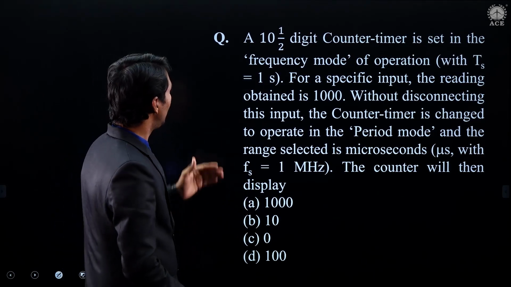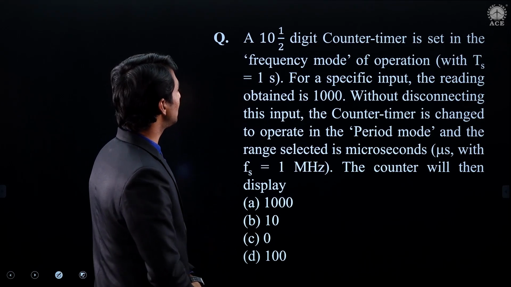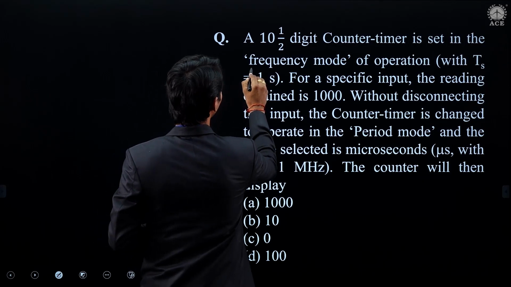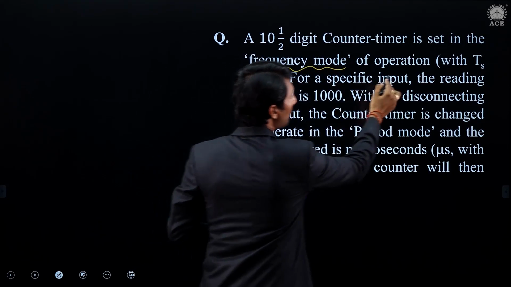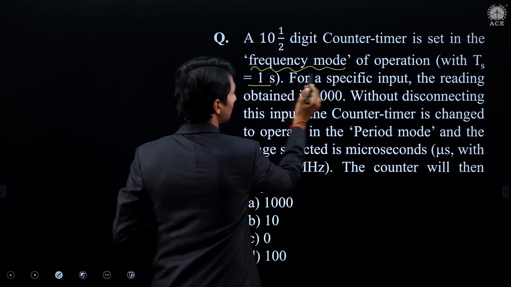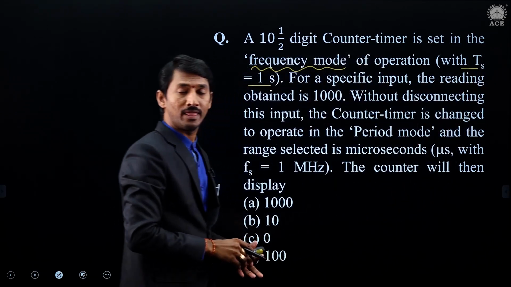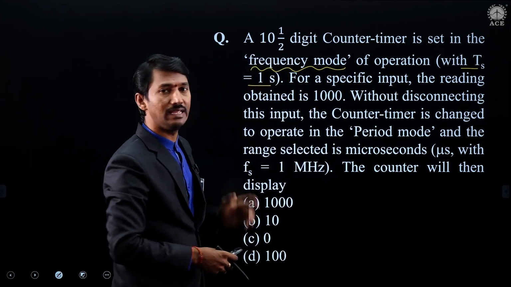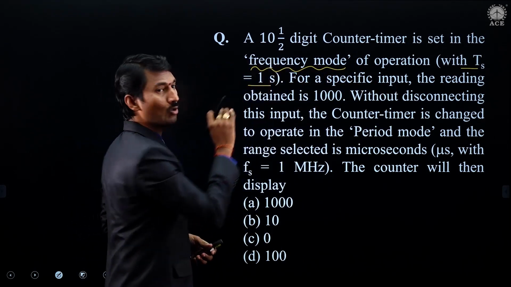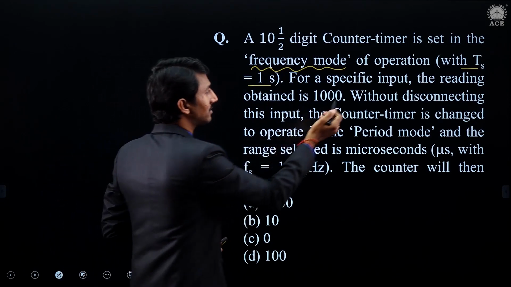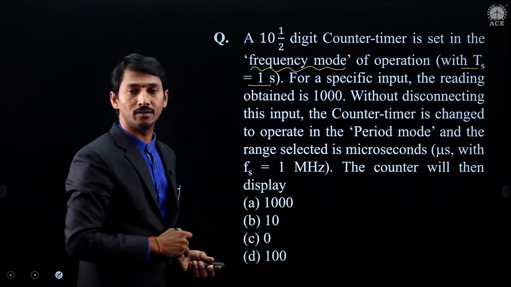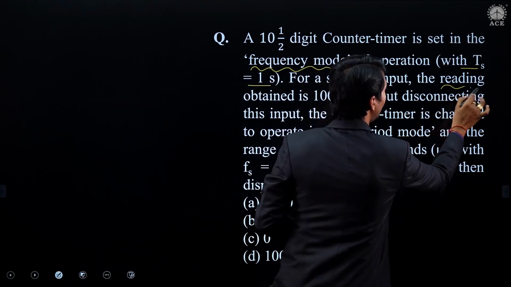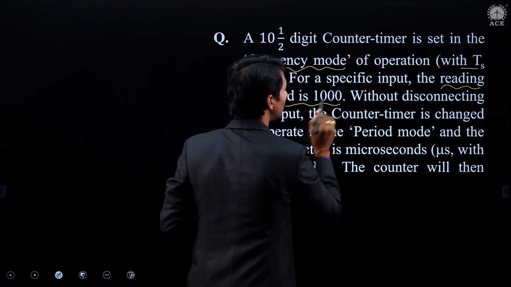The next question from measurements is related to a 10.5 digit counter timer. The question is, a 10.5 digit counter timer is set in the frequency mode. So he is operating in which mode? Frequency mode. With operation time how much? 1 second. The operation time is 1 second. Then, if we give a specific input, the reading obtained is 1000. So under this frequency mode of operation, when the operation time Ts is equal to 1 second, the reading obtained is 1000.